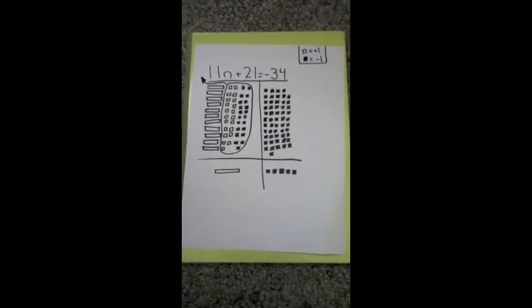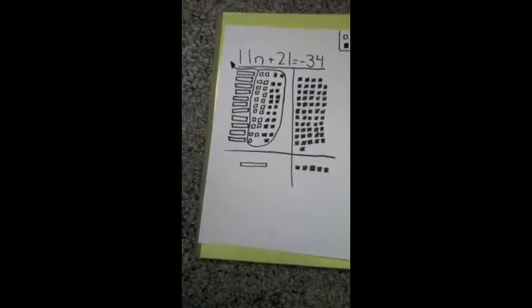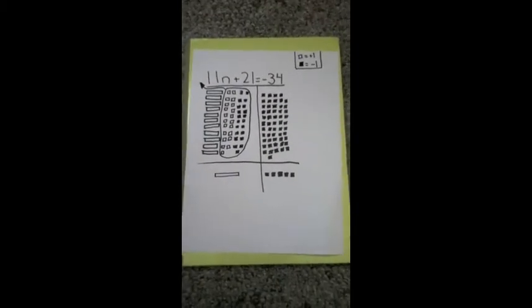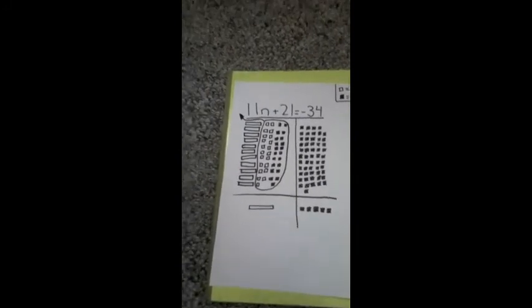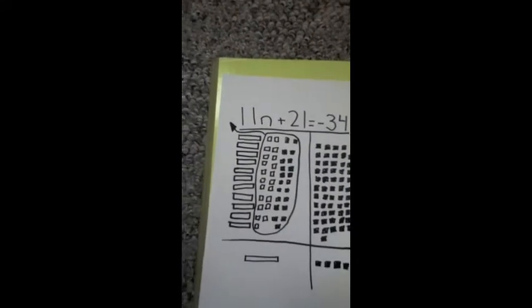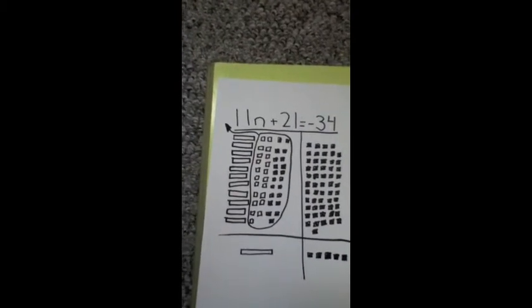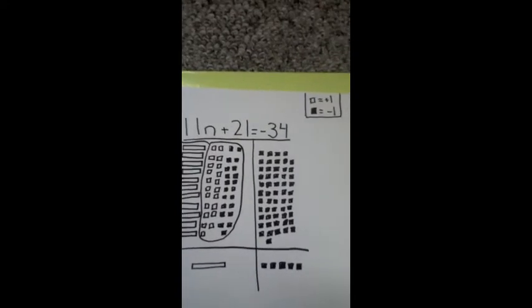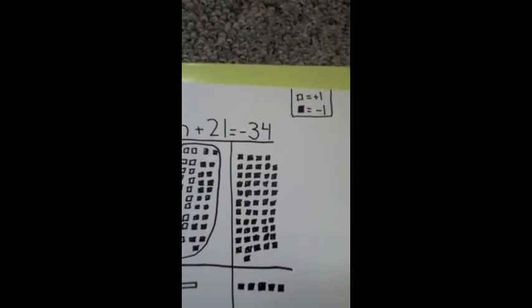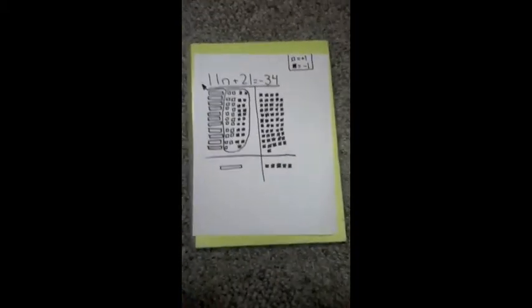Showing by this model, you can see that there are 5 negative tiles for every one variable tile. So the answer is negative 5. And we can prove that by knowing that 11 times negative 5, which is negative 55, plus 21 equals negative 34. So it fits perfectly. Thank you so much for your help.